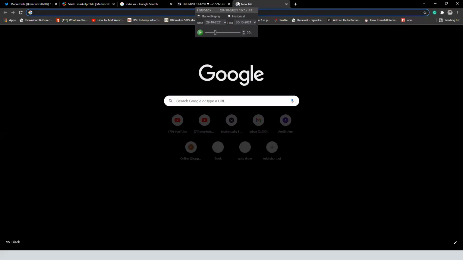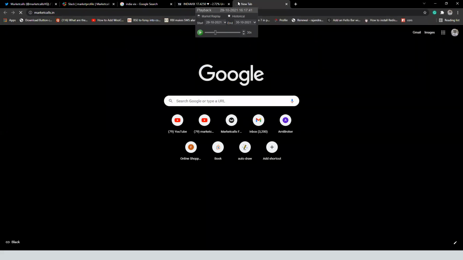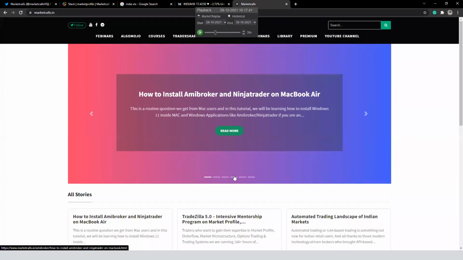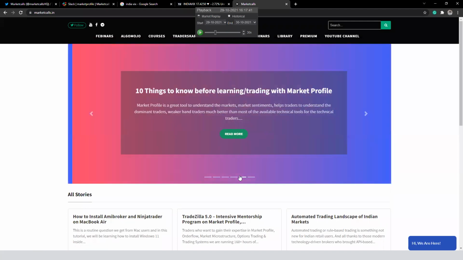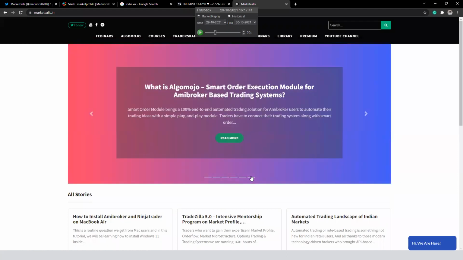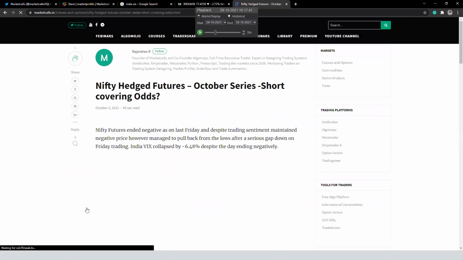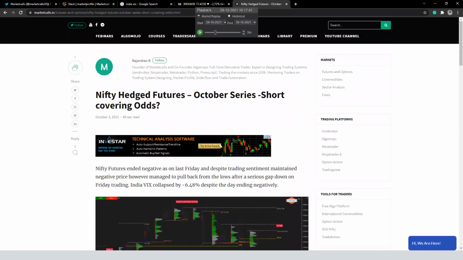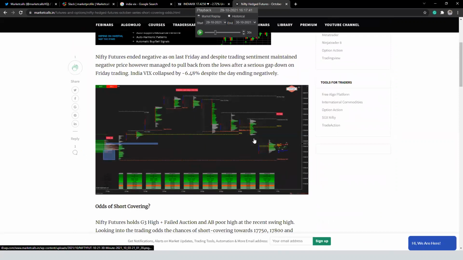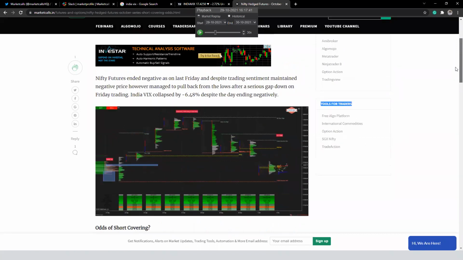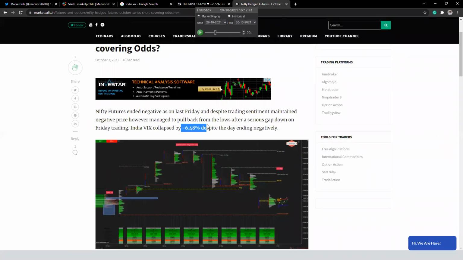In market calls, I wrote an article about that. Yeah, this is where, October 3rd it is. This is a day where Nifty kept on going down. Exactly that particular day, 4th of October, the VIX was down by 6.48%, and it is a Friday. Last Friday, it hadn't crashed much, though there was a last minute drop. The day itself ended negatively, right?